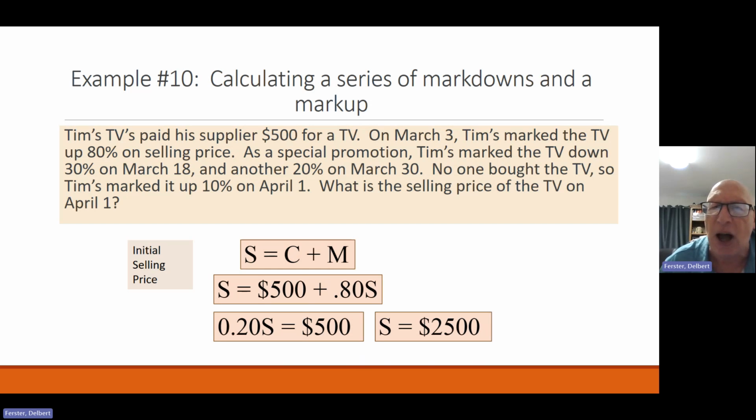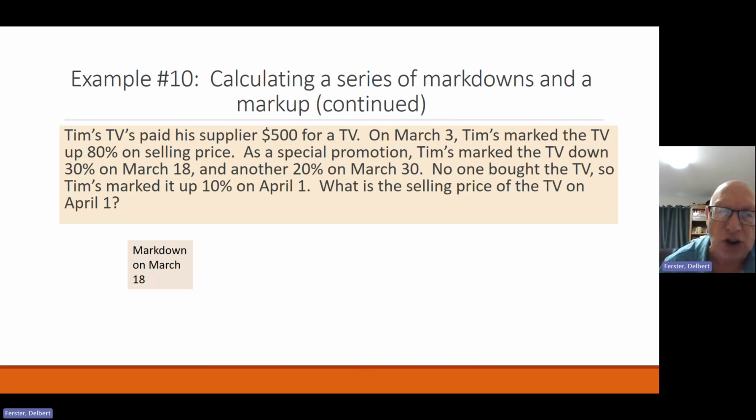Now, for whatever reason, the TV doesn't move. So Tim decides on March 18th he's going to mark it down 30% based on selling price. Well, we now know his selling price. His first base number is that $2,500. So let's take a look at what happens as we move to March 18th, advertising a markdown of 30%.